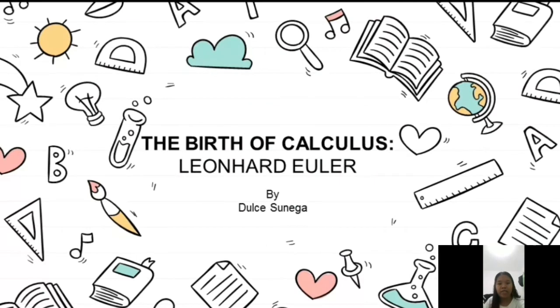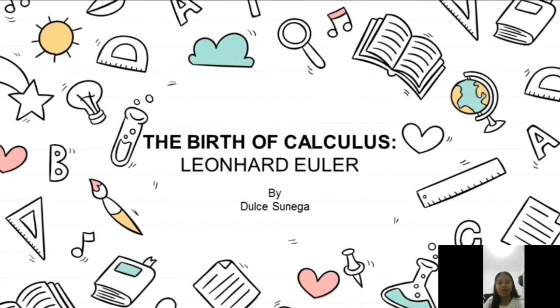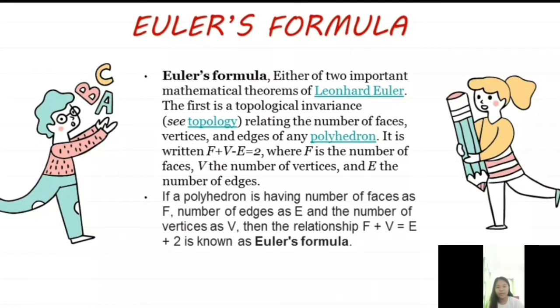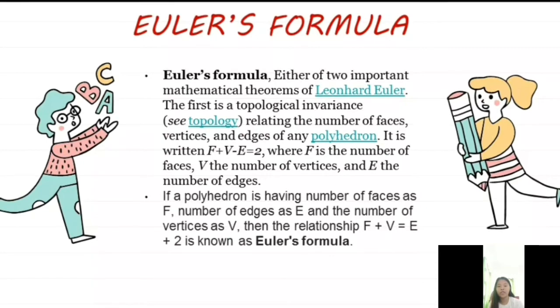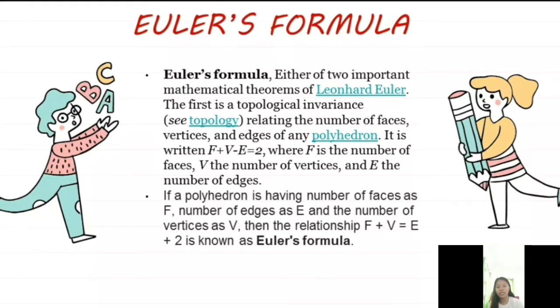Good morning everyone. I'm Dulce Maria Zuniga, presenting the Euler's contribution to calculus. Euler's formula. Euler's formula aided the two important mathematical theory of Leonhard Euler. The first is topological invariance. Topological invariance relating the number of faces, vertices, and edges of any polyhedron.